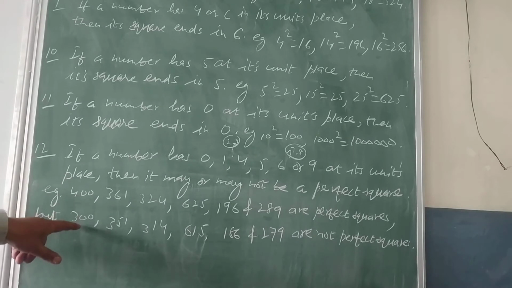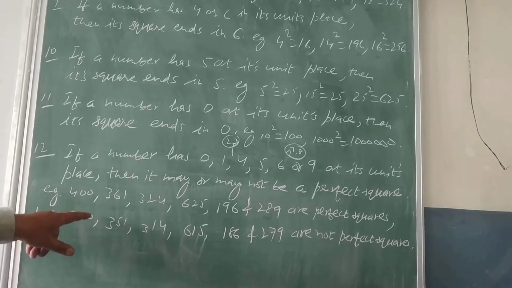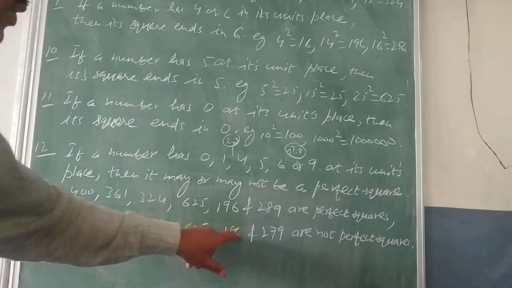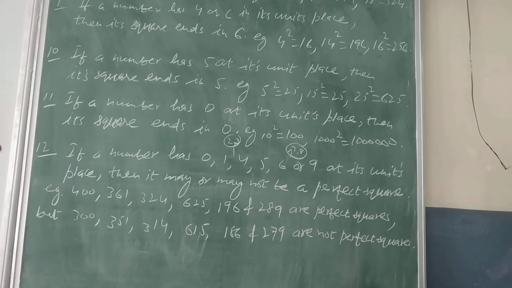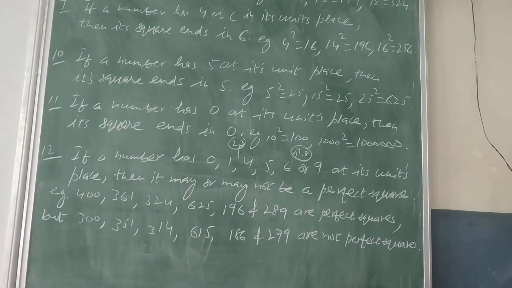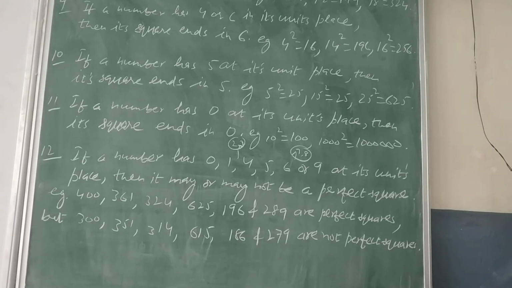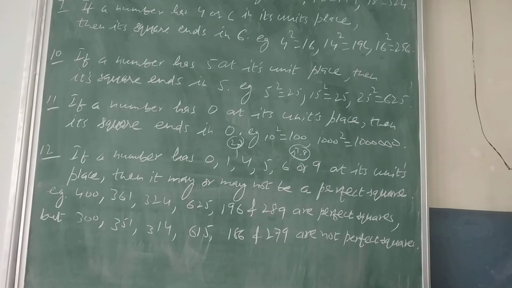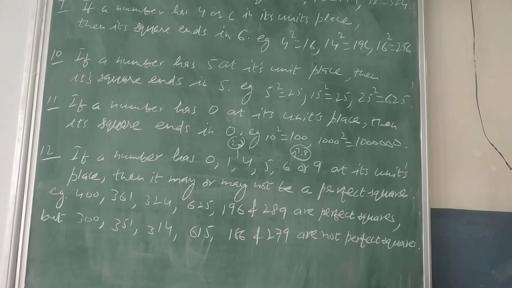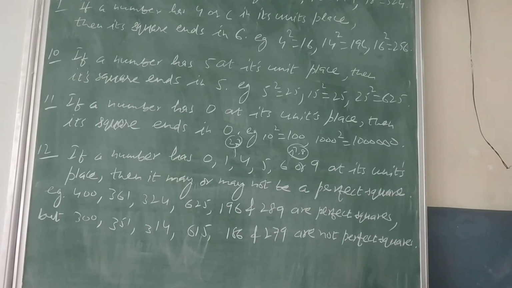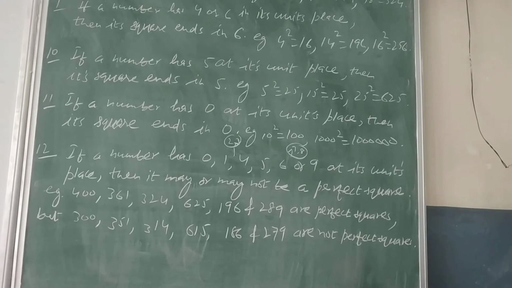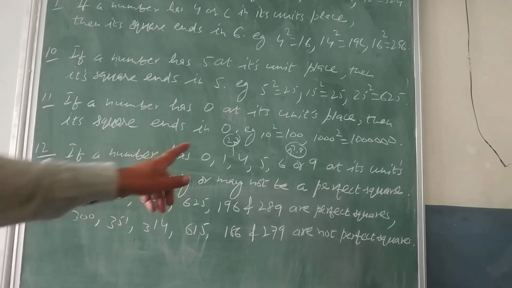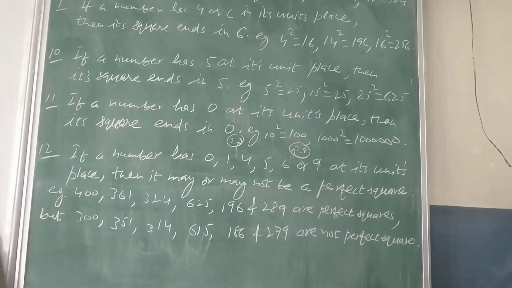But at the same time, there are numbers ending with 0, 1, 4, 5, 6 and 9 that are not perfect squares. So make it clear, whenever you are answering which numbers are perfect squares: numbers ending with the digit 2, 3, 7 and 8 are never perfect squares. So the remaining digits are 0, 1, 4, 5, 6 or 9.